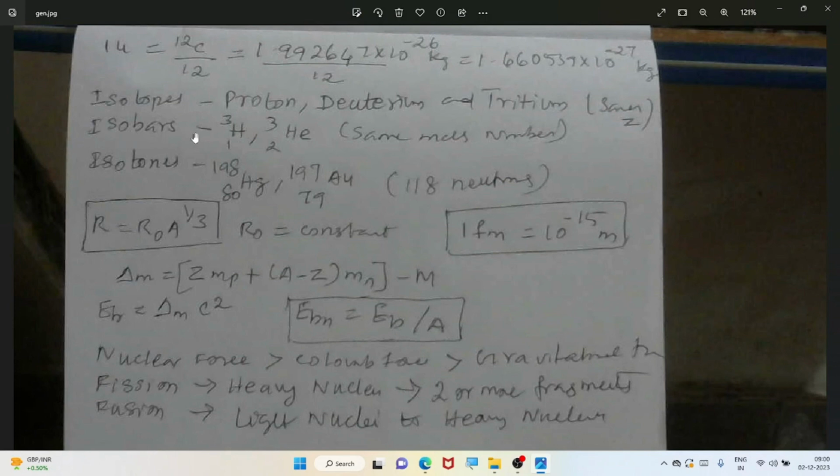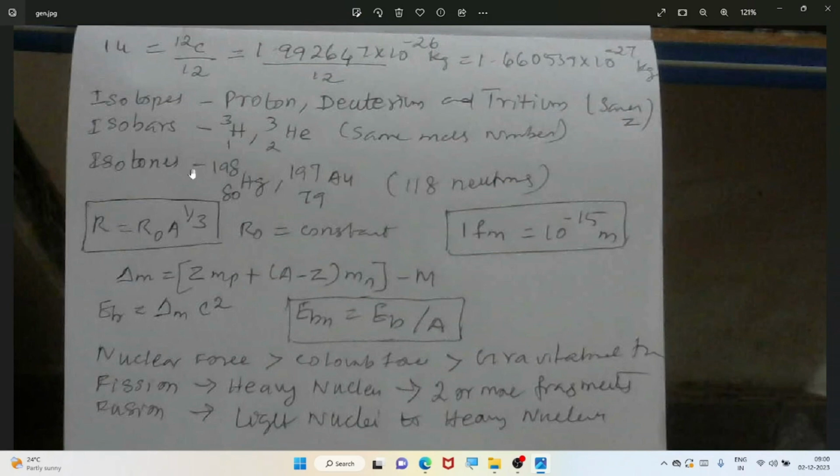Isobars have the same mass number but different atomic numbers. Here you see helium with mass number 3, and hydrogen, one of the isotopes, also with mass number 3. Same mass number but different atomic number: here one, here two.